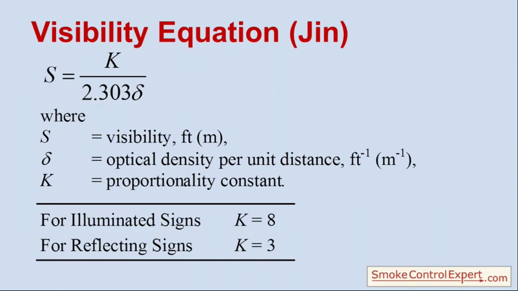The equation for visibility, I have here one of Jin's equations. There is another one that you can also use, but it's completely equivalent to this one. And it's that the visibility equals a constant divided by this constant and the optical density.